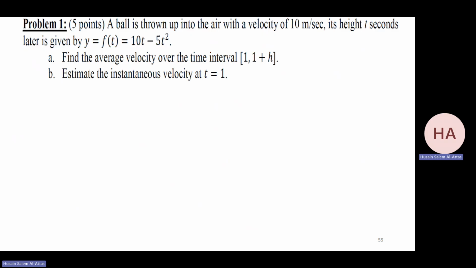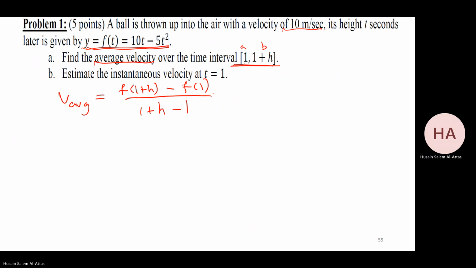A ball is thrown up in the air with velocity, this is the position function. First, they want the average velocity over this interval. How to find the average velocity? We know V average is f of 1 plus h. This is a, this is b. So f of b minus f of a over b minus a. Like the numbers, that will be what? 10 times (1 plus h) minus 5 times (1 plus h) squared.